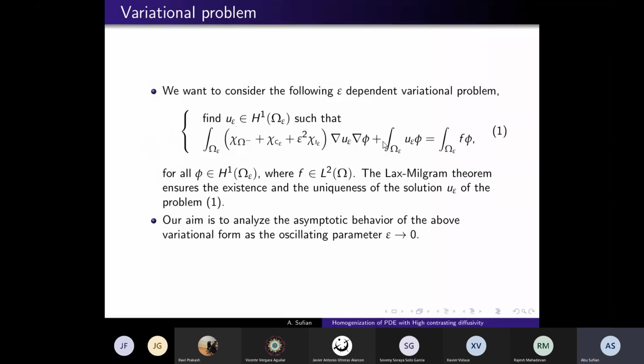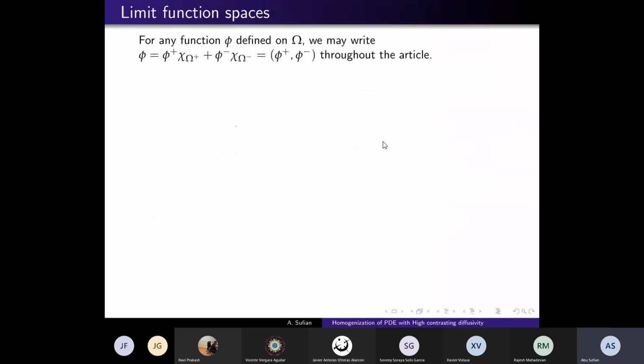So what is our aim? Our aim is to analyze the asymptotic behavior of this variational form when epsilon tends to 0. I will state the limit problem, and I will show that this problem converges to that limit problem. Before stating the limit problem, I have to fix a limit function space where our limit homogenized solution will belong.